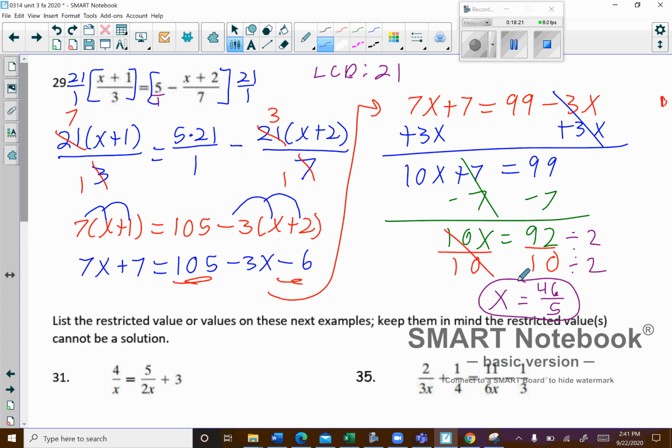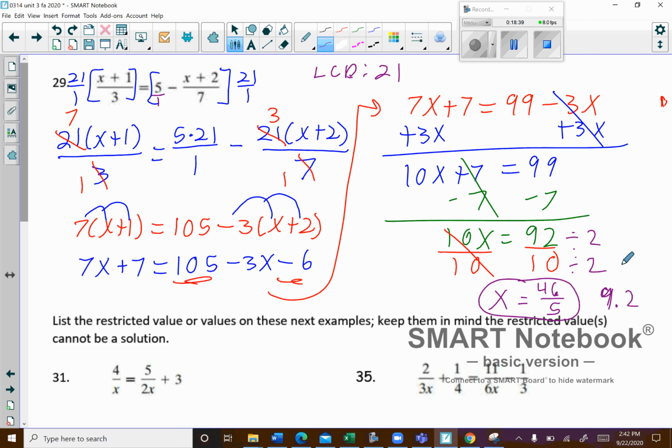And, I mean, if you wrote that as a decimal, that'd be okay. I don't really prefer it, but you could, it'd be 9.2. But just to be safe, I like to stick with fractions because those are more accurate, especially when you start getting decimals that aren't so clean, okay?